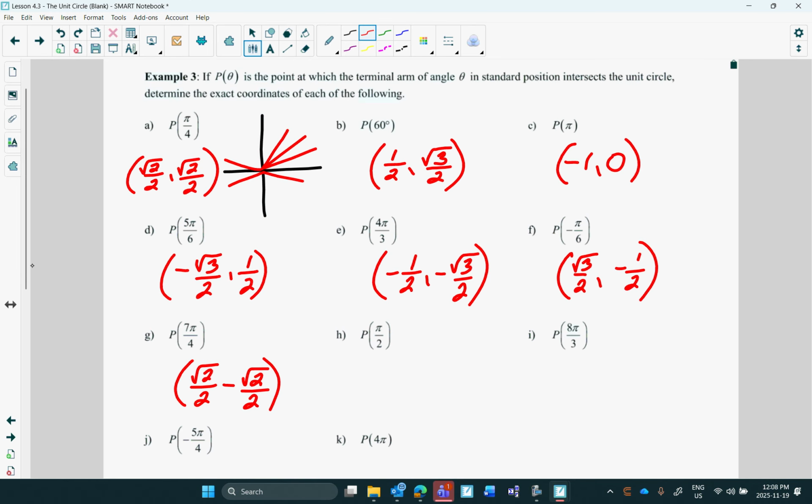How about pi over 2? That's where we're just going right up here. So then it's 0, 1.